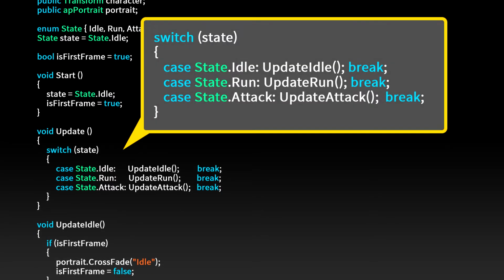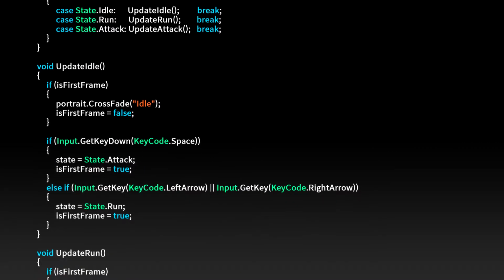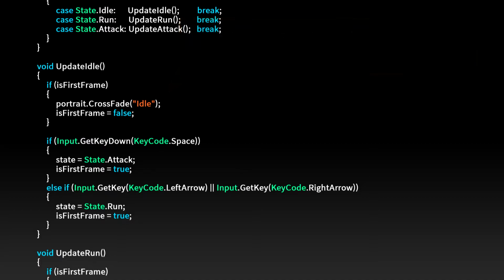Use the switch code in the Update function to create different update functions for each of the 3 states. The UpdateIdle function operates in the idle state. If this is the first update after entering the idle state, run the idle animation using the portrait's CrossFade function. Then, change isFirstFrame to false to prevent the code in this part from executing at the next call.